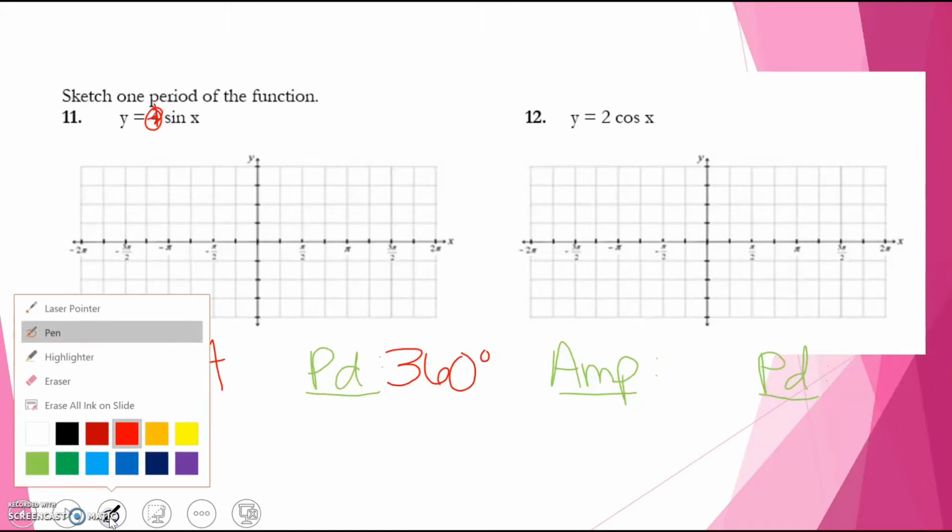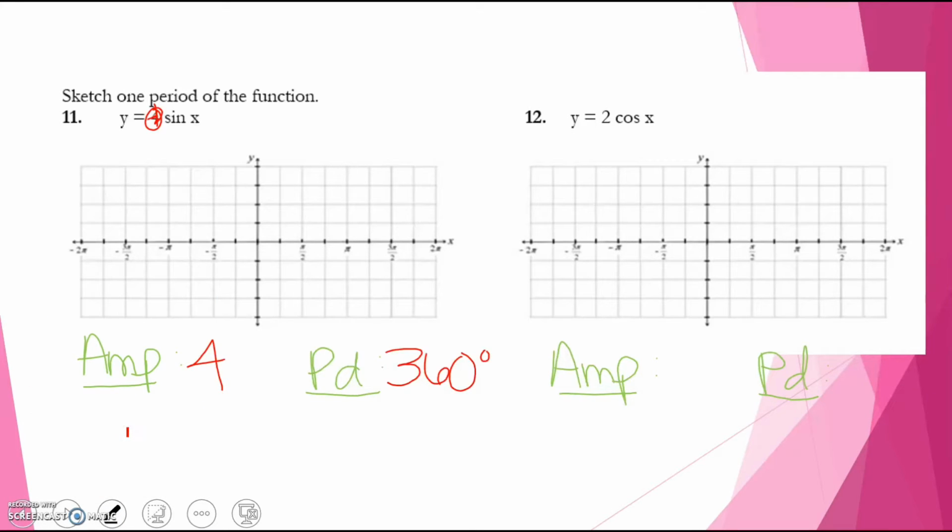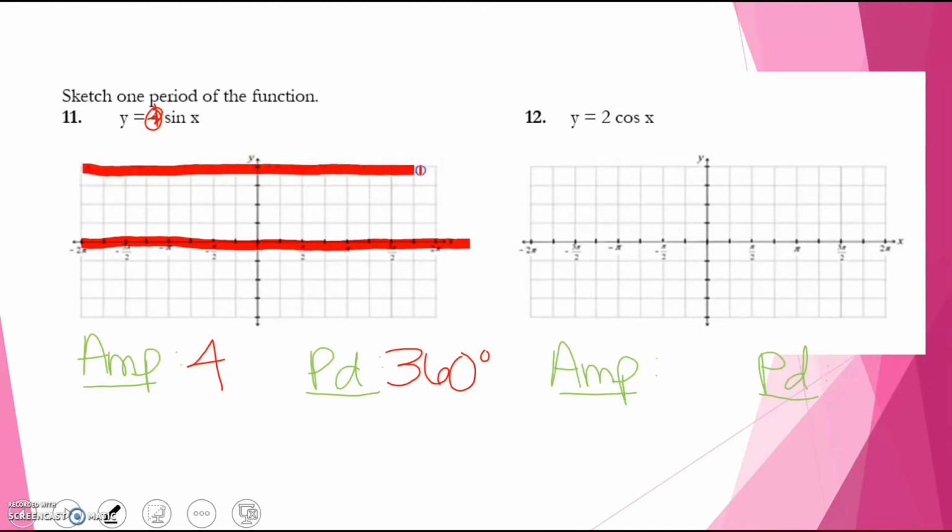So then how I suggest that you graph these is to first do your amplitude. So remember, amplitude is from the equilibrium. So remember, this is our equilibrium right here, because we're not doing any vertical shift yet. It's 4 tall and 4 low. So that means above the equilibrium it goes 4 up, and it goes 4 down.